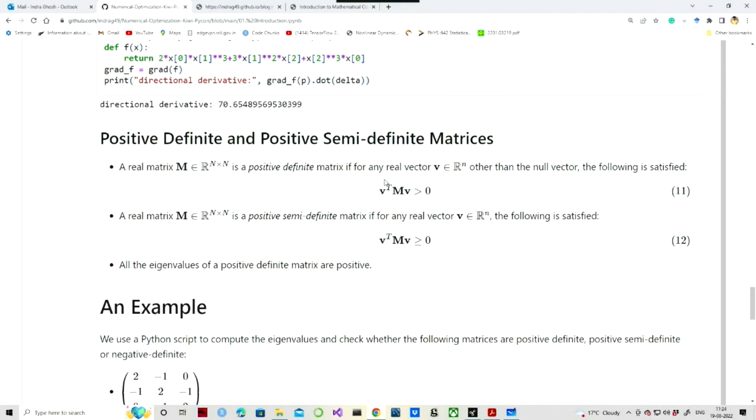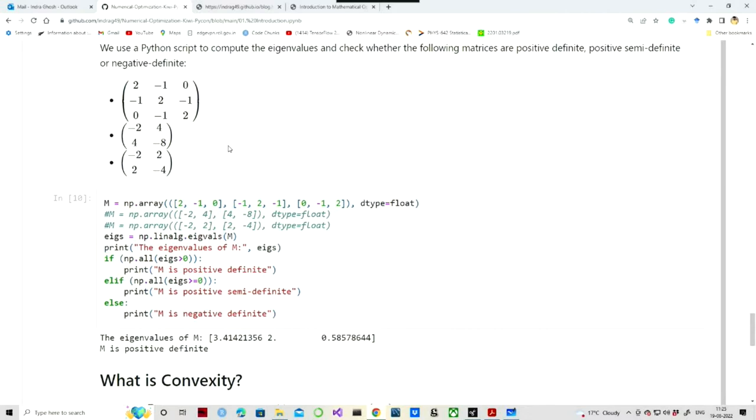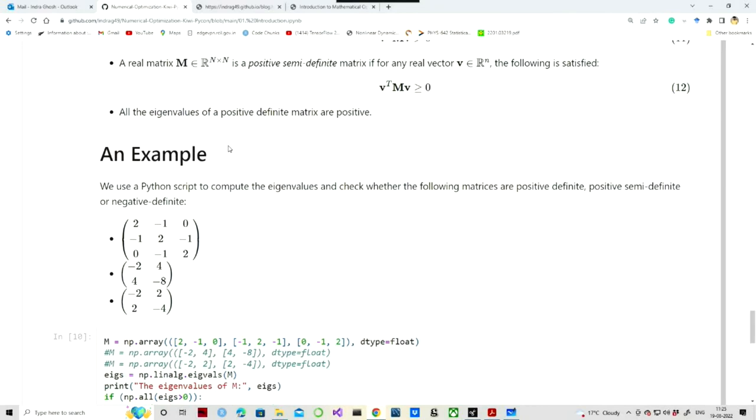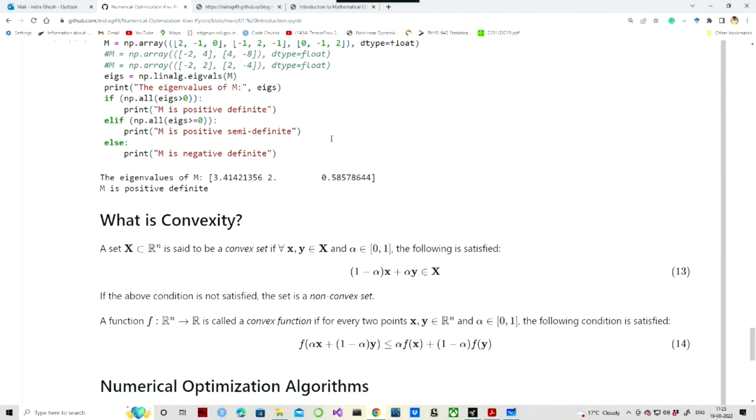Okay, so I think I'm already running late, so I'll pick up the pace. Next, positive definite and positive semi-definite matrices. A real matrix M is called positive definite if, for any real vector V which lies in the n-dimensional Euclidean space, this formula is maintained. And for positive semi-definite, you just need to replace this greater than symbol with greater than or equal to. Again, as an example, we use a Python script to compute the eigenvalues and check which of the following matrices are positive definite, positive semi-definite, or negative definite. Negative definite means neither of these equations 11 and 12 is maintained. If you run this cell, you'll see that M is positive definite. Has anyone run it? OK, awesome.